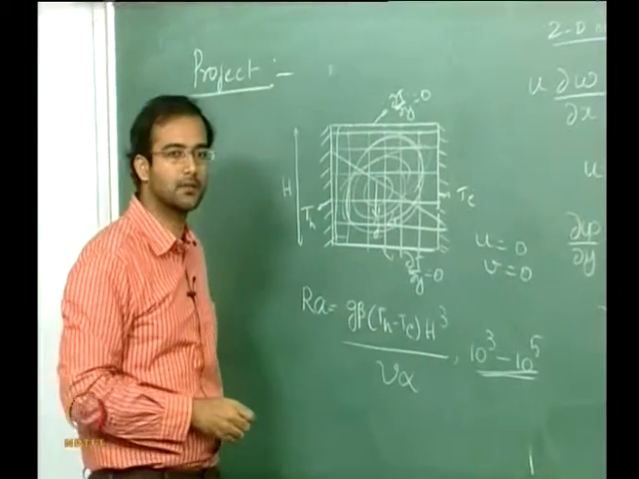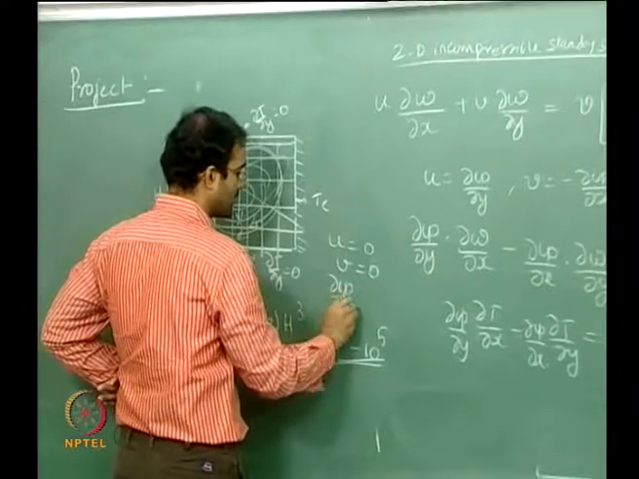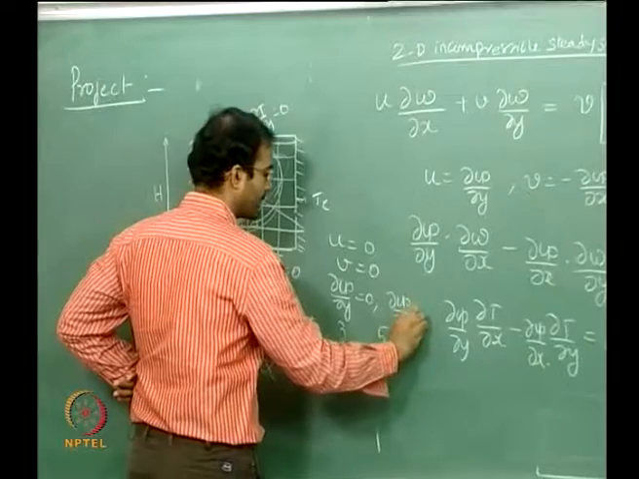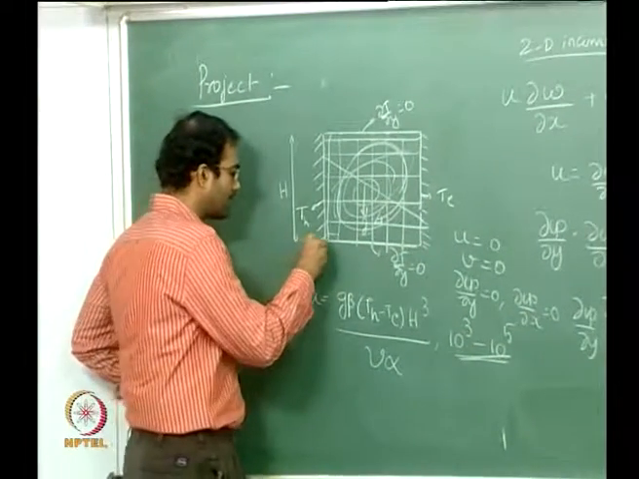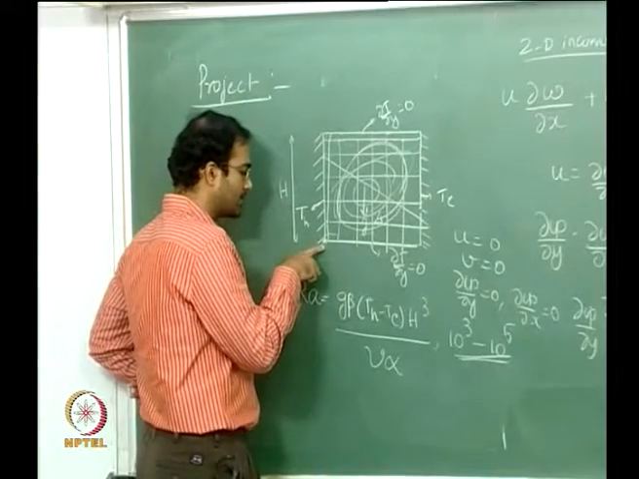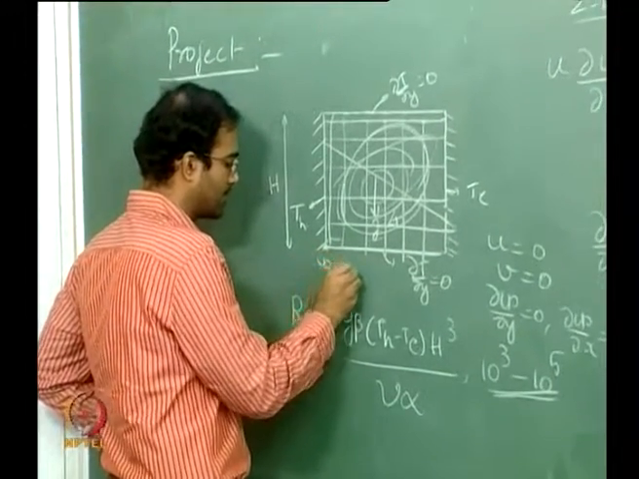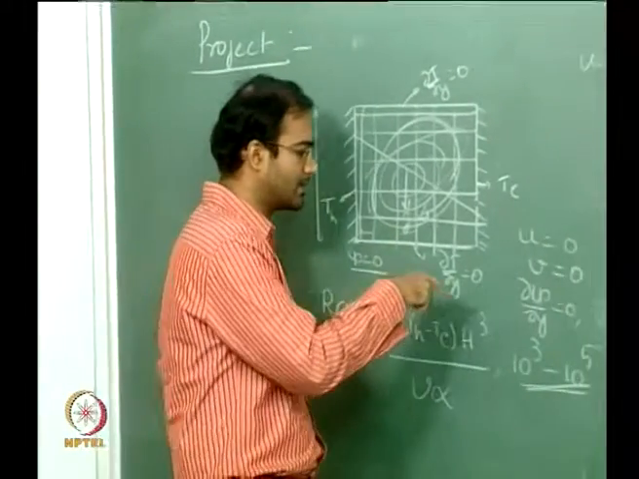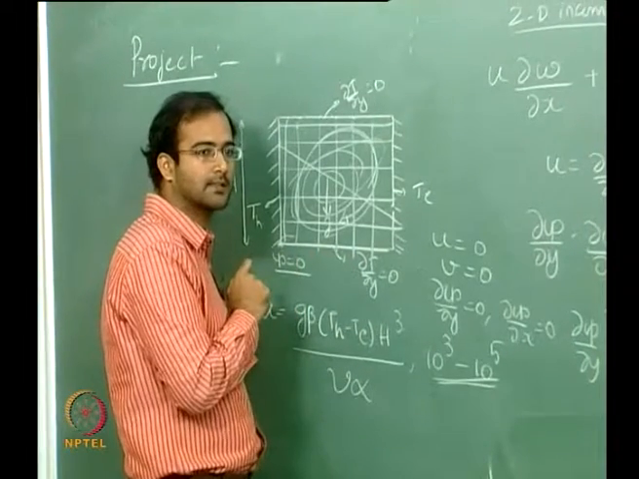What does it mean in terms of stream function? It means my d psi by dy is equal to 0 and d psi by dx is equal to 0. So if I take the value of stream function, say at this bottom left corner as some 0, I can take any value. The boundary condition for stream function is in terms of gradient, so it does not depend on the value as long as the gradient condition is satisfied.